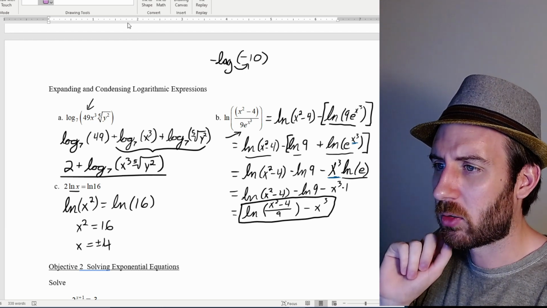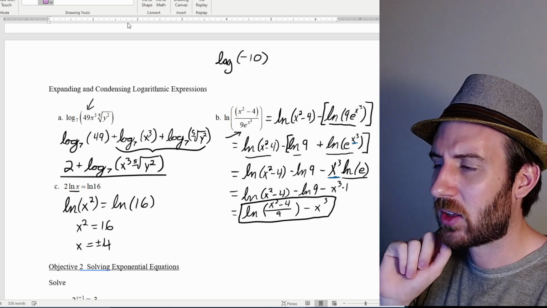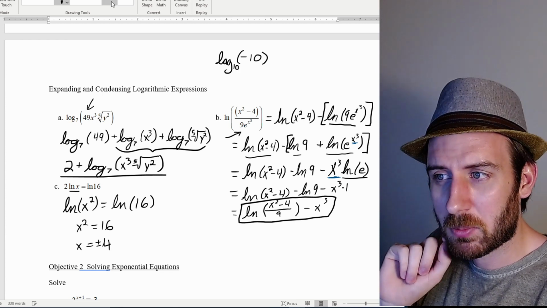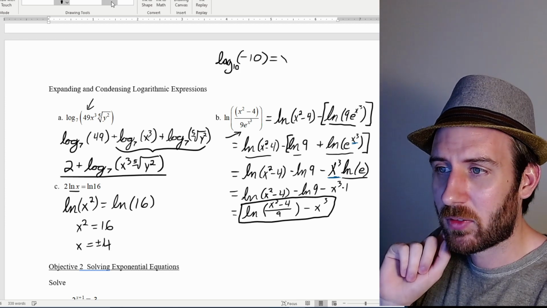Maybe we'll step away from the natural logarithm. Let's do it as just the log base 10 example. So if I wanted to rewrite this as an exponent, I'm looking for log base 10 of negative 10, and we're trying to find out what that is.